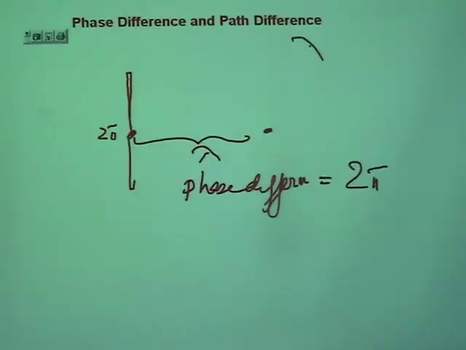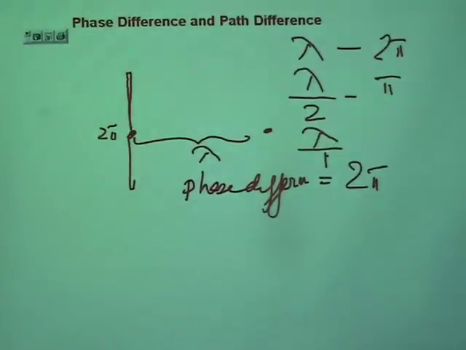So, a difference of 1 wavelength is equivalent to a phase difference of 2 pi. That means a distance of lambda by 2 is equivalent to a phase difference of pi. A distance of a quarter lambda is equivalent to a phase difference of pi by 2, and so on.